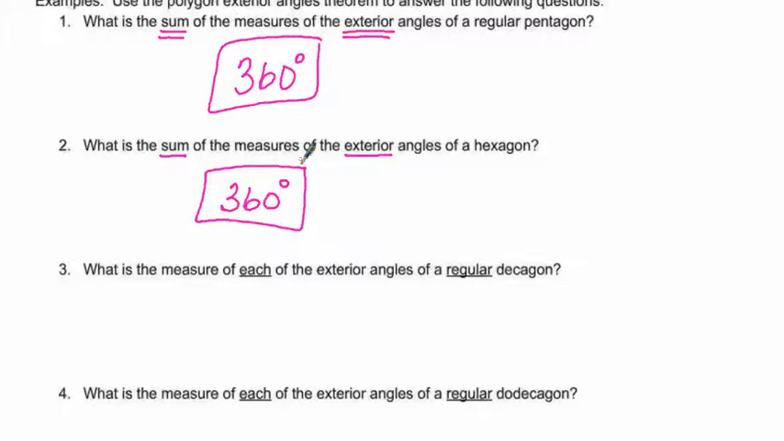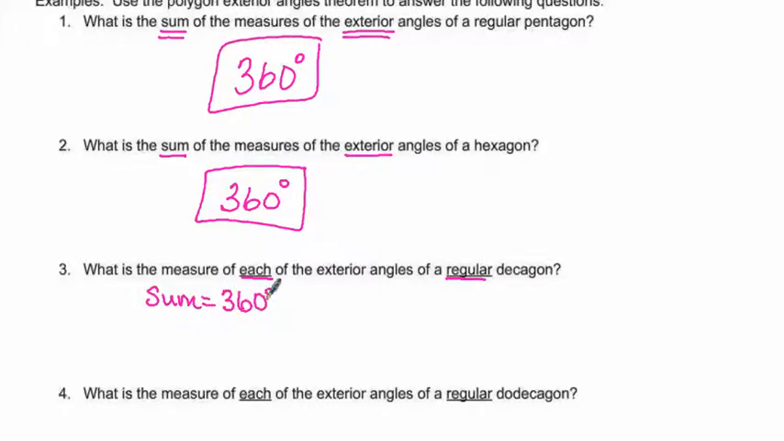3, what is the measure of each of the exterior angles of a regular decagon? I can only find the measure of each exterior angle if I know the polygon is regular. If it's not regular, then they could be any numbers. They might all be different. Some of them might be the same. But when the polygon is regular, I know they all have to have the same value. So what we know here, we know the sum has to be 360 degrees.